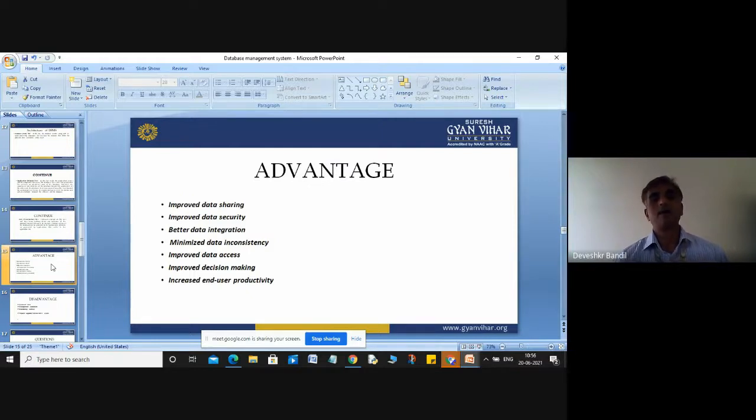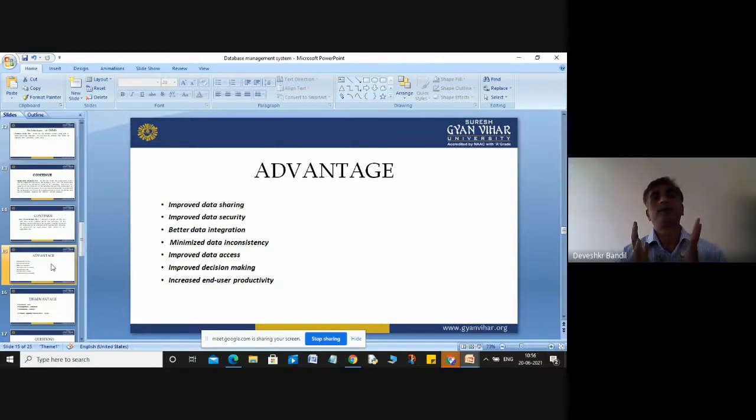And now I'm talking about the advantages of your DBMS. If you use a DBMS, you will improve your data sharing, and also improve data security. Next is better data integration, which means you will combine the data in a better way.